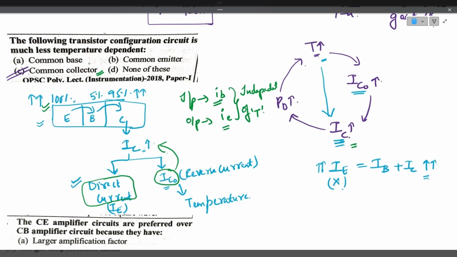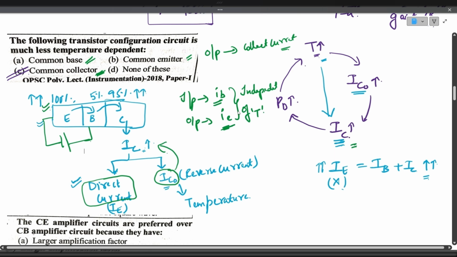Whereas in case of common base and common emitter, output current is collector current. So collector current keeps varying with respect to temperature. That's why these two circuits are temperature dependent. Whereas common collector is not temperature dependent because output current is emitter current, which majorly depends on the applied input voltage, not on the temperature. Hope you understood this. We'll see the next question.